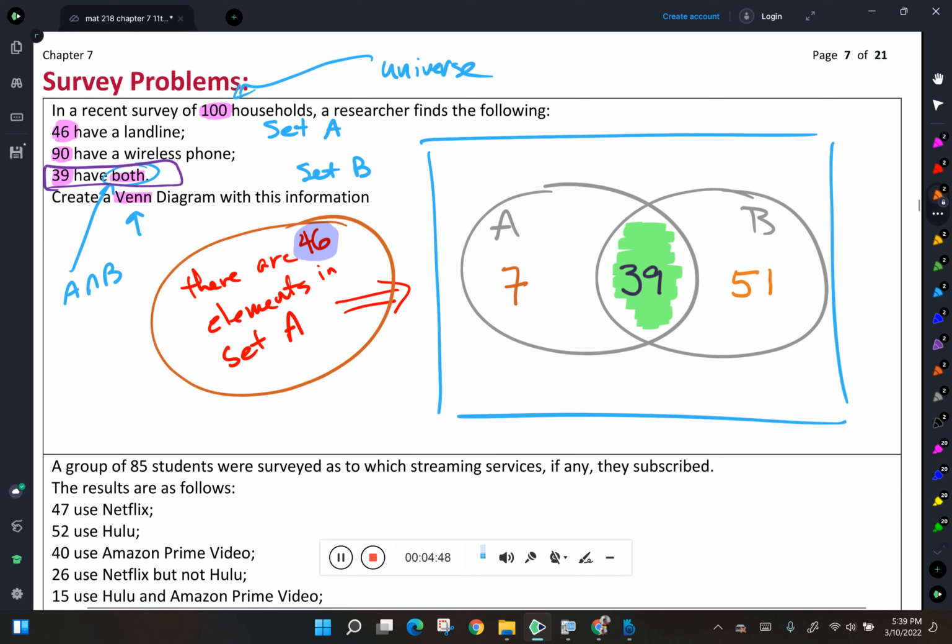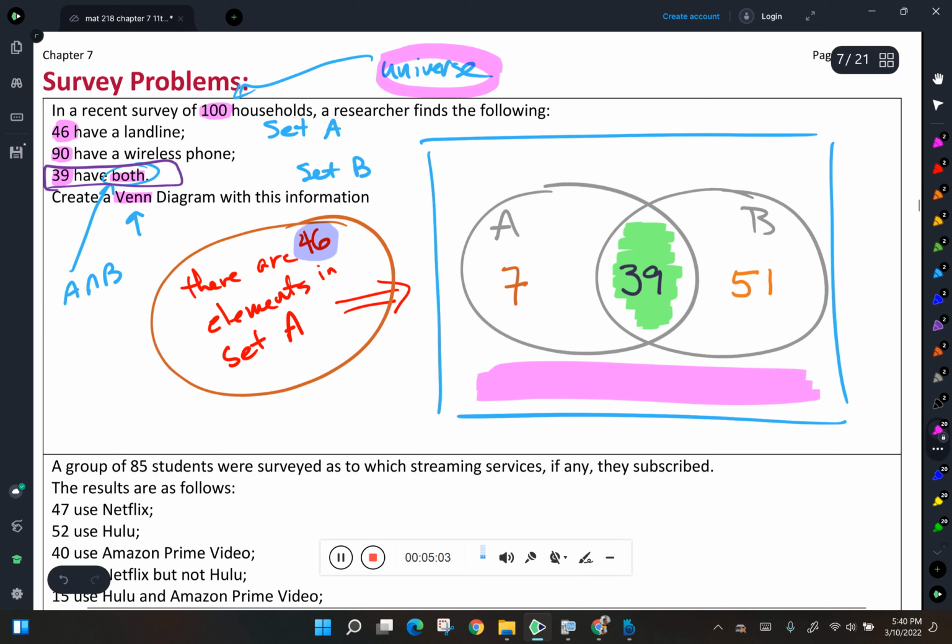Now, a lot of people at this point think they're done, but we're not quite done yet, because I don't know how many people live out here. Okay? And what that piece out there is going to represent is everyone who is in our universe, everyone who is surveyed for this problem, but didn't say yes to either question. Didn't say they have a landline, didn't say they have a wireless phone.